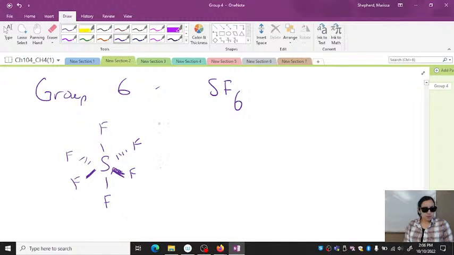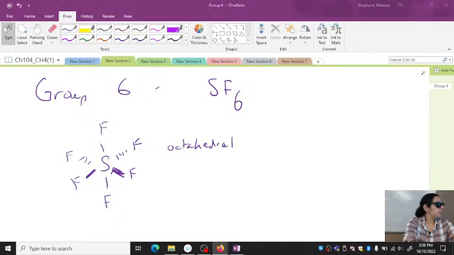So sulfur hexafluoride, this would be its structure. So octahedral. Triple and single bonds? Oh, sorry, these are all single bonds. I just drew dashes and wedges to show.